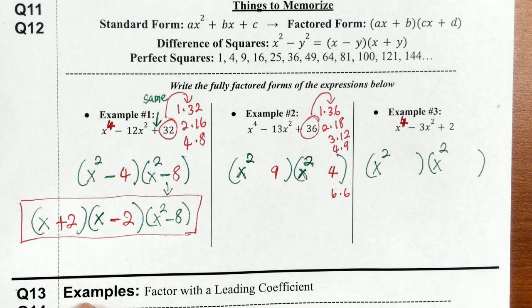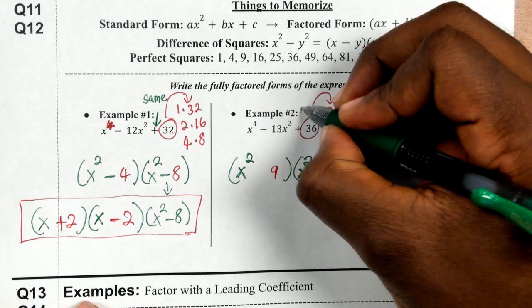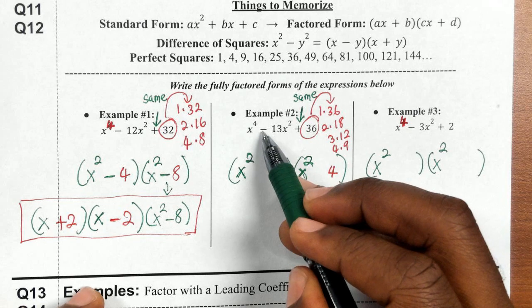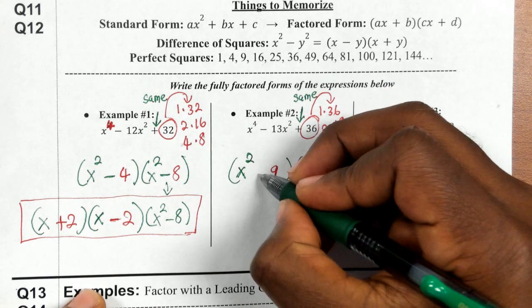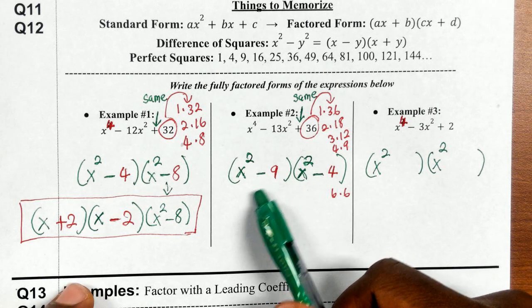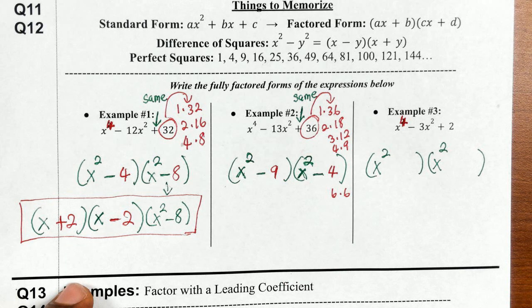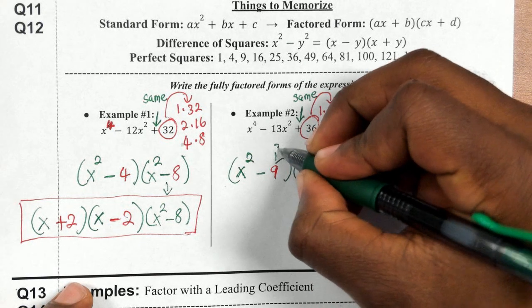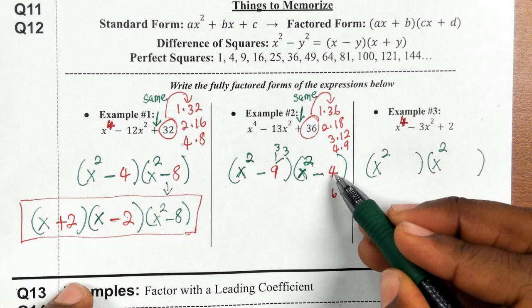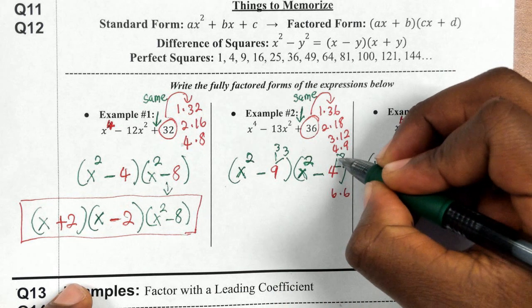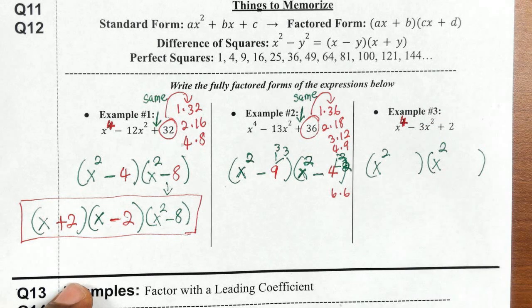Does it matter where I put the numbers? No. What matters is the sign. And because I see a positive right here, that means they're going to have same signs. What same signs will give you a negative 13? Yup, two negatives. But we could simplify this a little bit more. What two numbers that are the same number gives you 9? Yup, 3 and 3. What two numbers that are the same number multiplies to give you 4? Yup, 2 and 2.